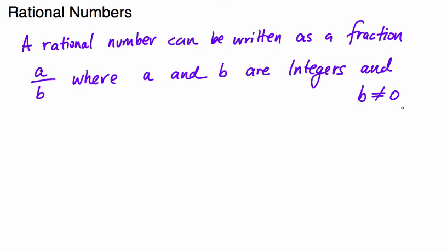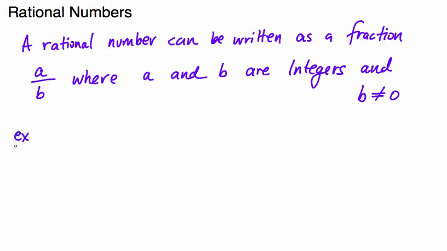So let's take a look at these things. A and b have to be integers, so you can't have something like pi divided by 1. That won't work because pi is not an integer. And a over b also has to have b not equal to 0. Well, that's because something divided by 0 is undefined, so that won't even be a number at all.